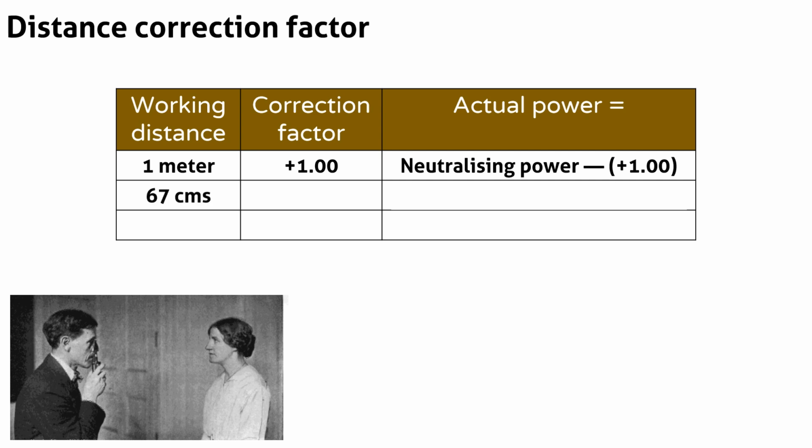For a working distance of 67 centimeters, the correction factor is +1.5, and for 50 centimeters, that is for those with short arms, the correction factor is +2.